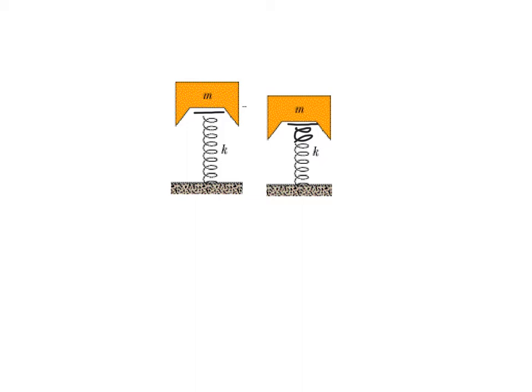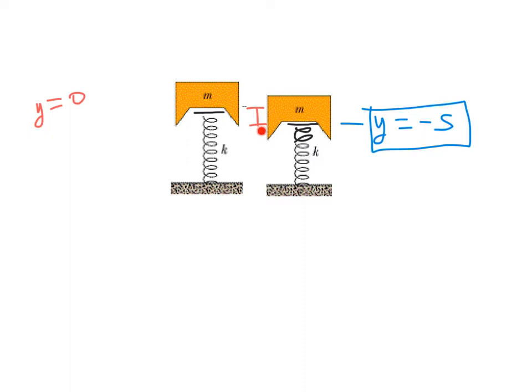So let's define a few different things. As I mentioned before, we will take this natural position of the spring to be the y equals 0 height, so that the mass starts at a height h above, and we will take this final position to be the y equals negative s. So it has gone a distance s below y equals 0, so we have y equals negative s.